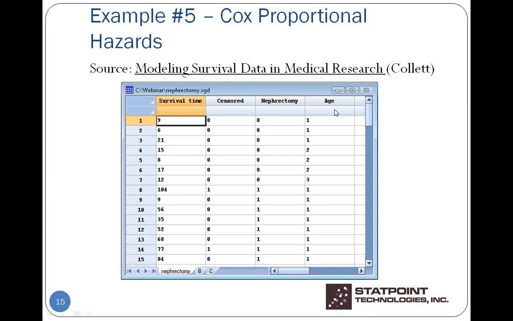There's also a column over here called age. In addition to nephrectomy, which indicates whether or not the patients had the nephrectomy, the patients have also been divided into different age groups. Age group 1, age group 2, or age group 3. 1 indicates a younger patient, 2 was, I believe, an older patient, and group 3 was even older. Okay, and they were interested in knowing also whether the effect of having a nephrectomy was the same or different for the different age groups.